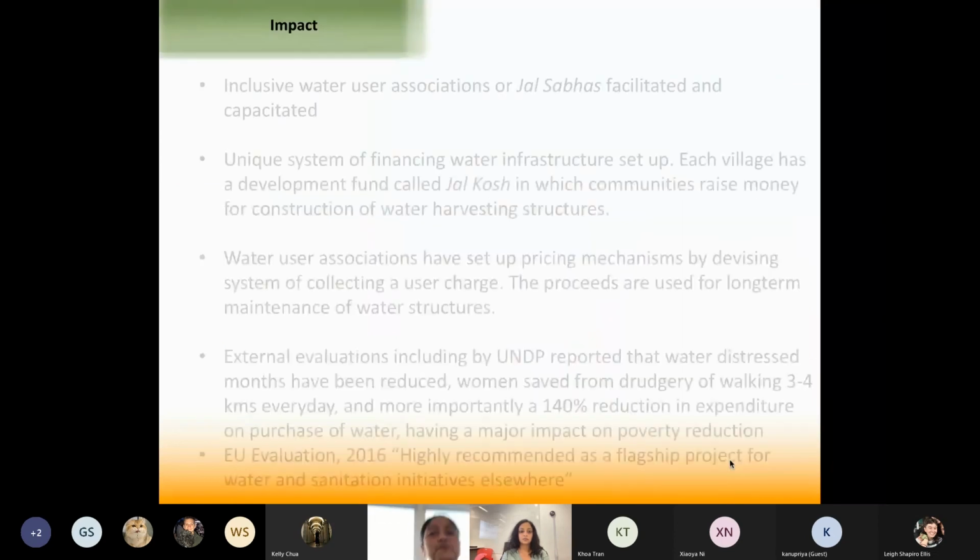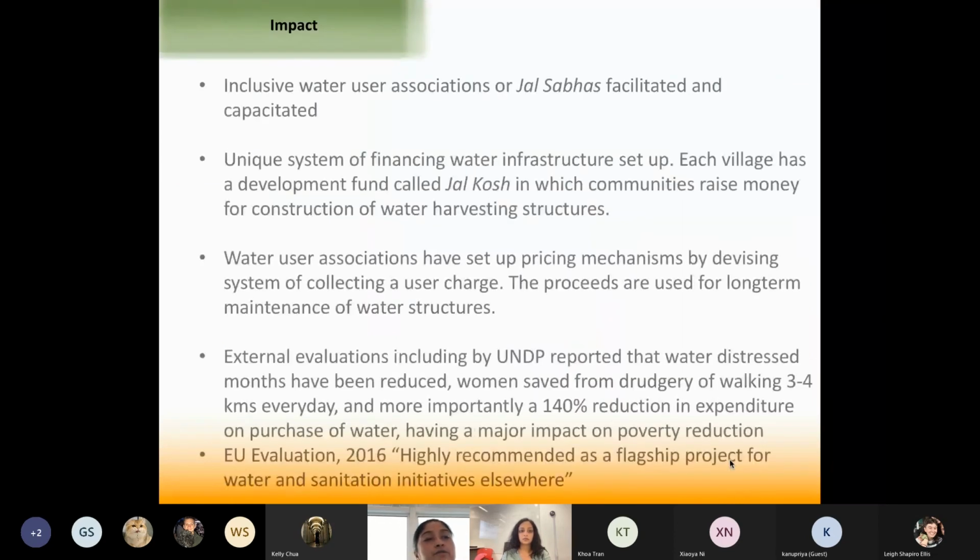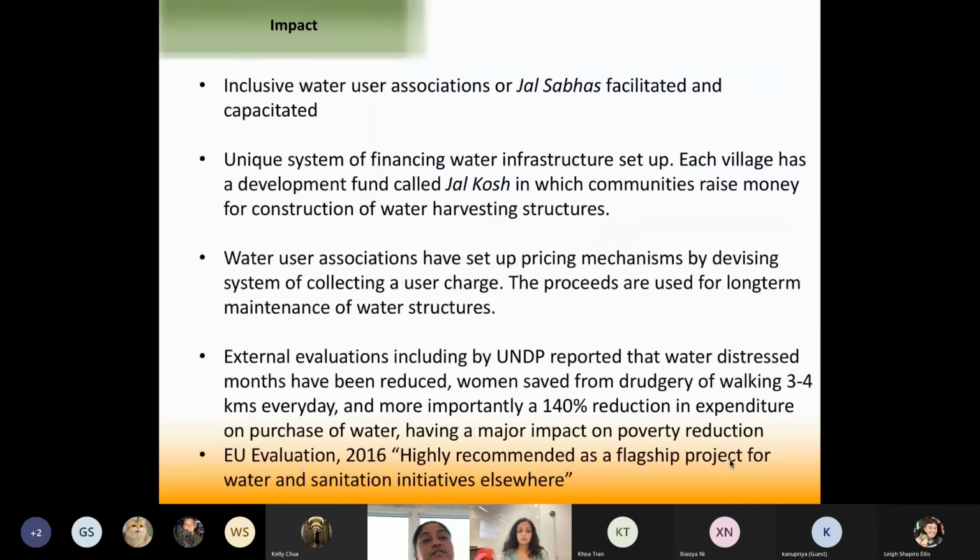This is a little bit about the impact of our work. So we've created inclusive Jal Sabhas in about 700 villages, where we've done different types of rainwater harvesting structures. There is a unique financing system that we set up. So basically, each village has to raise money to be able to construct that structure. And once they've moved out, they set up these pricing mechanisms.